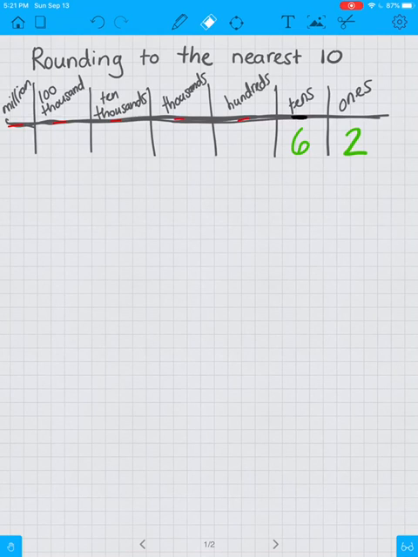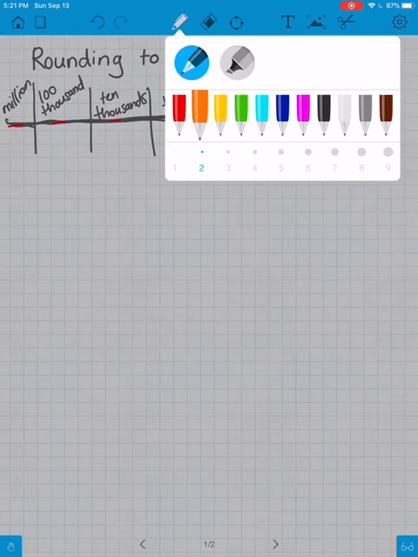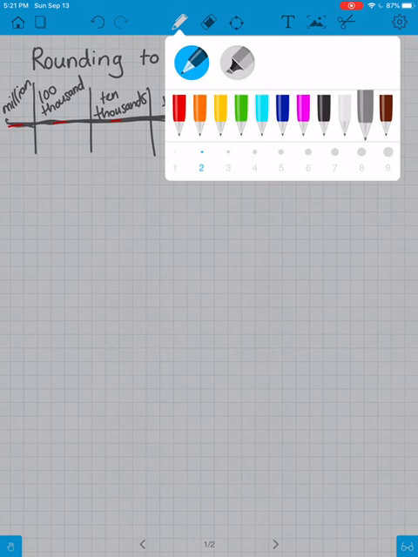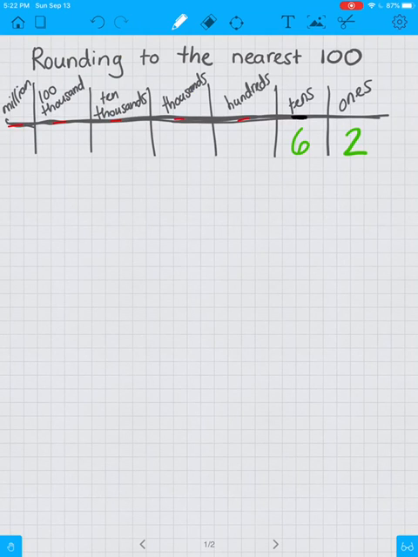Alright, so last time we talked about rounding to the nearest 10. Today we're actually going to talk about rounding to the nearest 100. So now I'm going to add to my numbers here. So I've got two ones, I've got 6 tens, which is the same as 60. Let's say I have 3 hundreds.